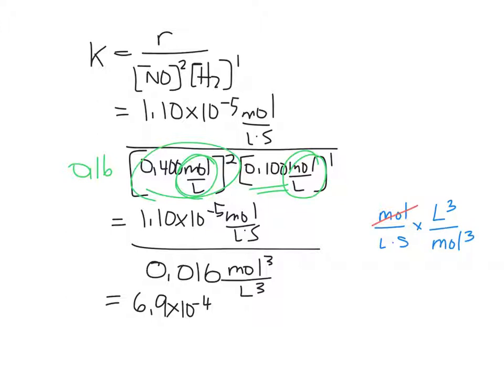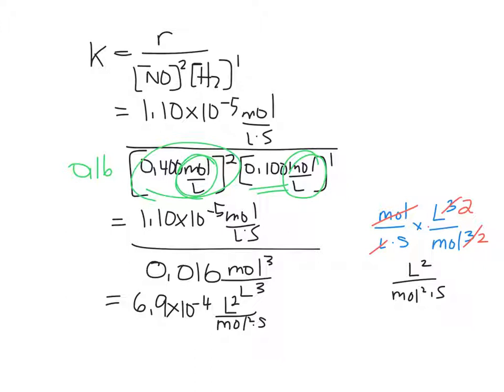So moles reduces, liter reduces. So our units are liters squared over mole squared times seconds. We're going to see some pretty weird units for our K in this rate unit. Okay, so there's your K value.